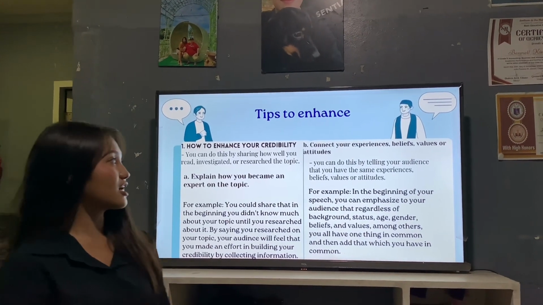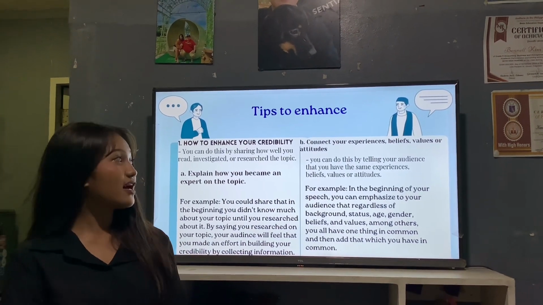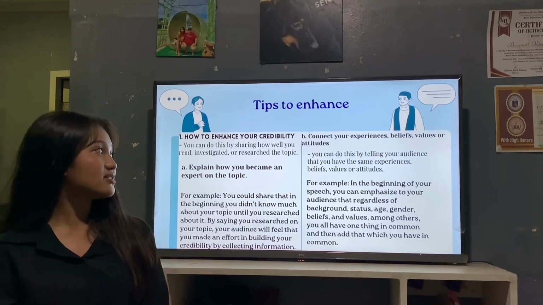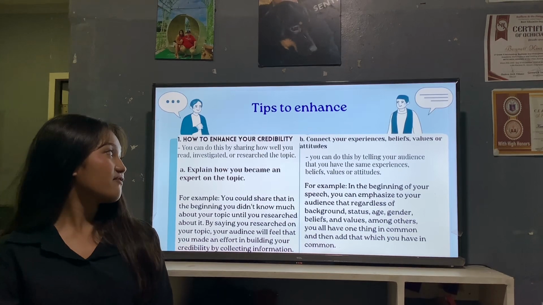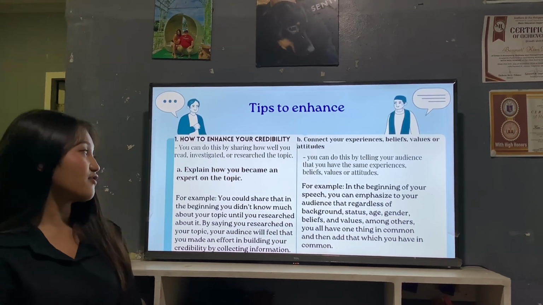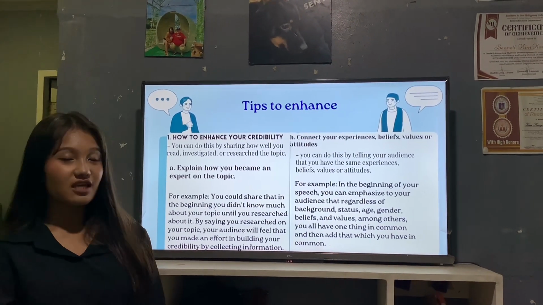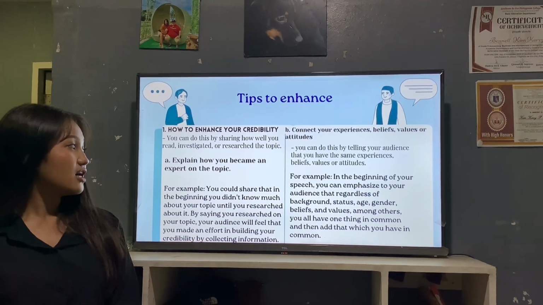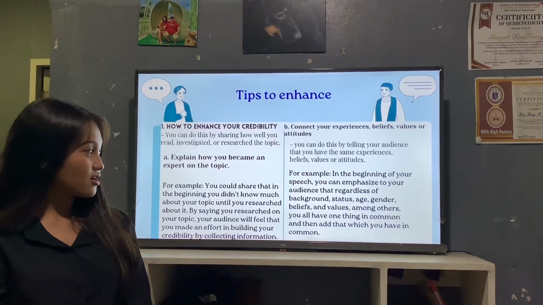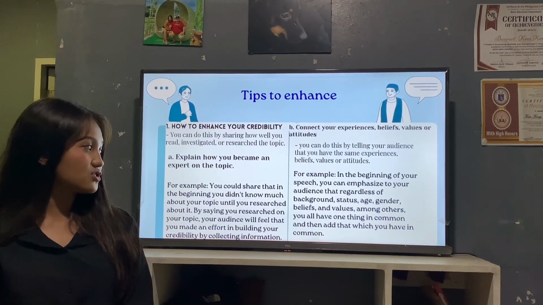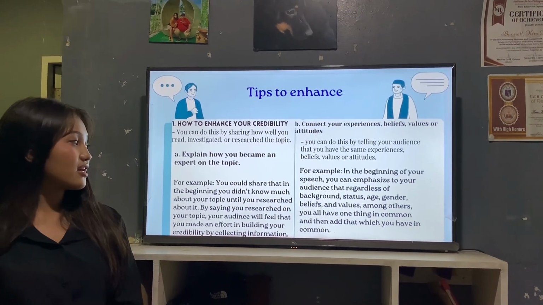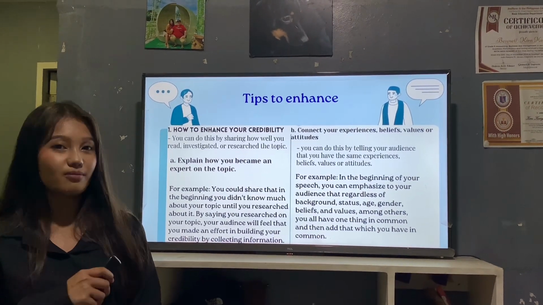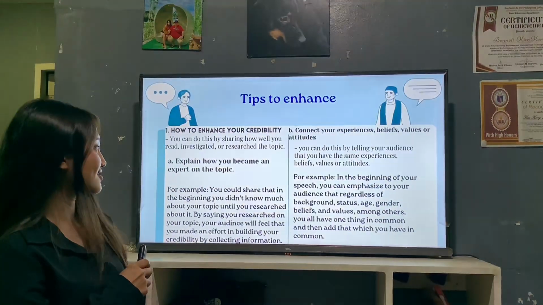Number 2 is to connect your experiences, beliefs, values, or attitudes. You can do this by telling your audience that you have the same experiences, beliefs, values, or attitudes. For example, in the beginning of your speech, you can emphasize to your audience that regardless of background, status, age, gender, beliefs, and values, among others, you all have one thing in common, and then add that which you have in common. Got that?